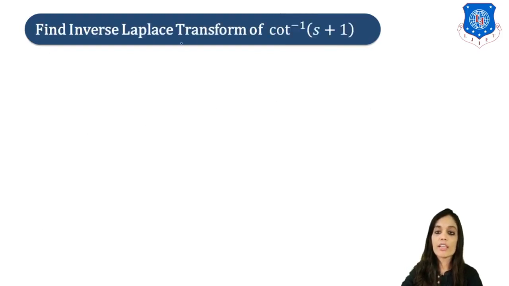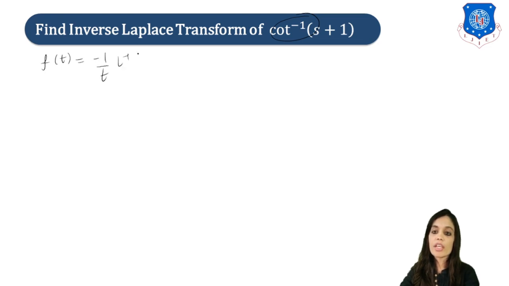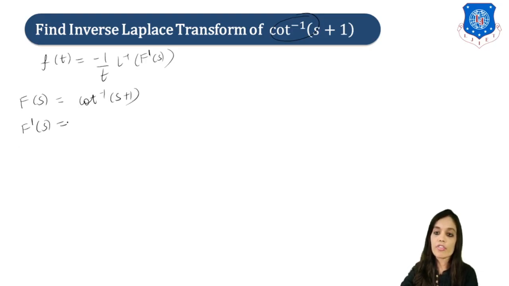So we have to find the inverse Laplace transform of cot inverse of s plus 1. Again, looking at this cot inverse, we have to apply the following formula, that is f of t is equal to minus 1 upon t Laplace inverse of f dash of s. Firstly, let us write our f of s, that is the question, cot inverse of s plus 1. Do its derivative, that is f dash of s.